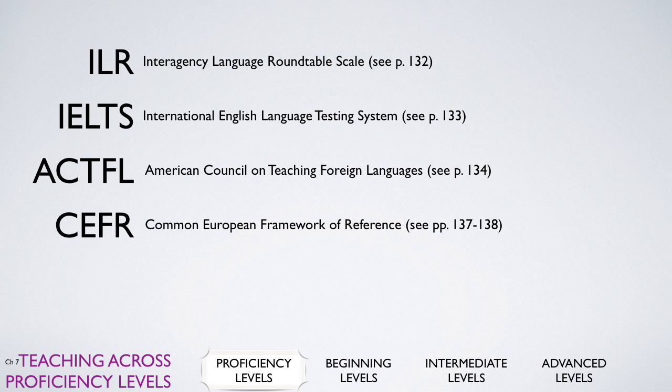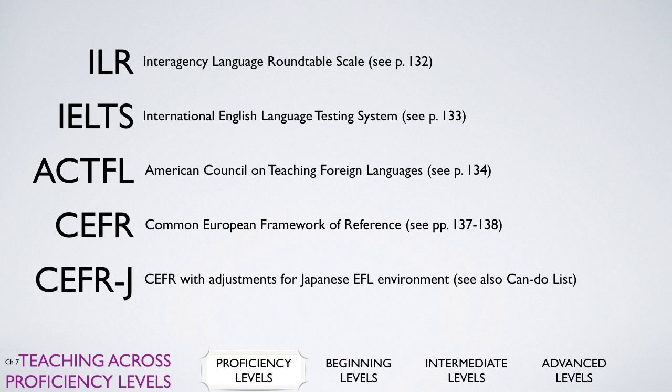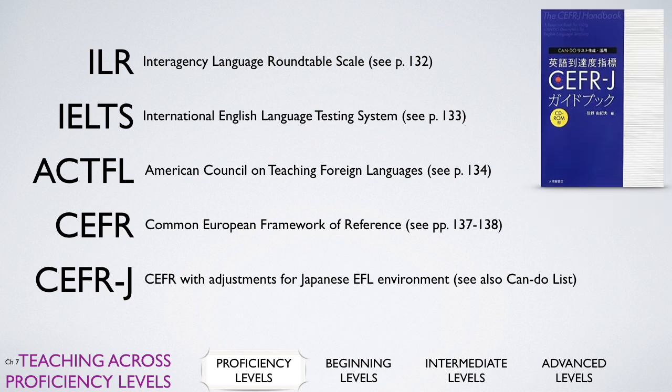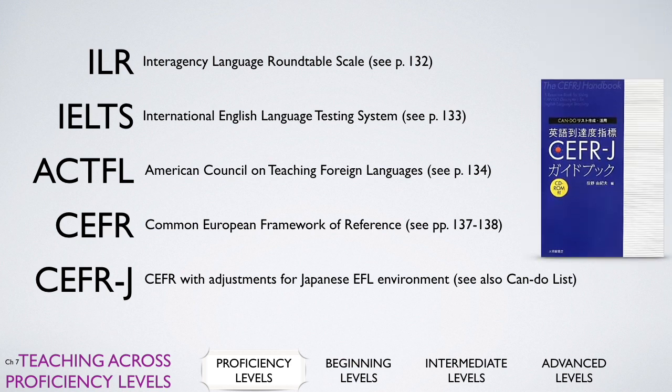Here in Japan, you can also find CEFR J, which is based on the European version, but modified for the Japanese learning environment, and includes the can-do list, which concretely describes what students should be able to do at different levels of proficiency. Of the descriptions mentioned above, I really suggest you become quite familiar with CEFR and the can-do list. It might be worth checking out this book too.